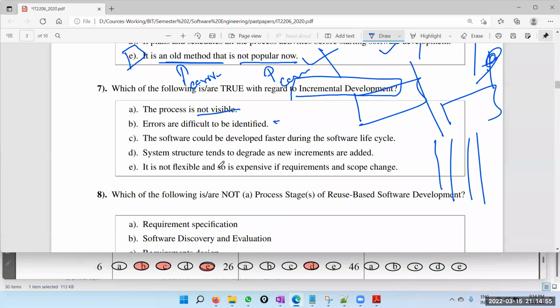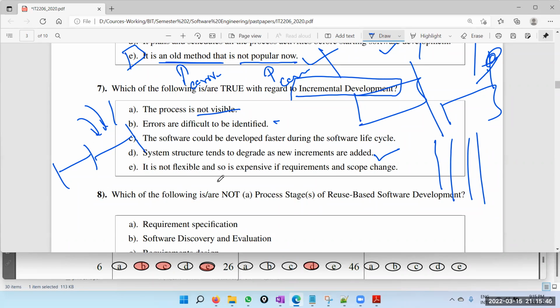System structure tends to degrade as new increments are added. That can happen because some of the changes you make absorb new requirements that you may not have anticipated at the beginning. So the software structure, the architecture or the design can degrade fast as well. That is one of the disadvantages of agile as well, because we do not think upfront about the entire requirements and do a design. So our design may not scale up. The design may not fit some requirements that may come to the surface later. Maybe that is correct.